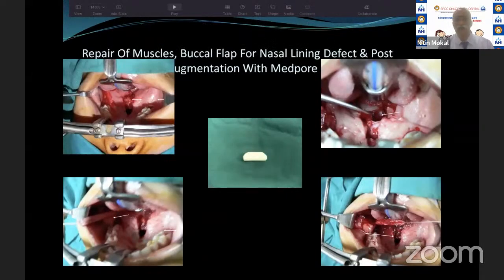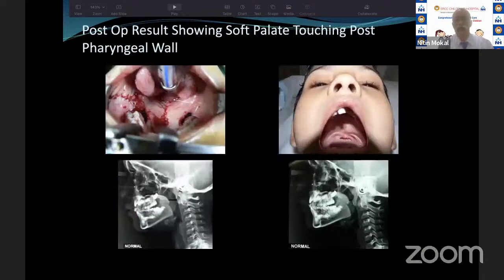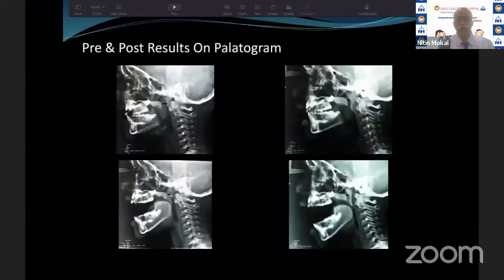So this is a re-repair of the palate using a buccal flap and posterior pharyngeal wall augmentation using a Medpor or a costochondral graft. So this is a picture showing the pre-op and the post-op, a lateral view showing a good pushback of the soft palate and good closure of the velopharynx to provide good speech.